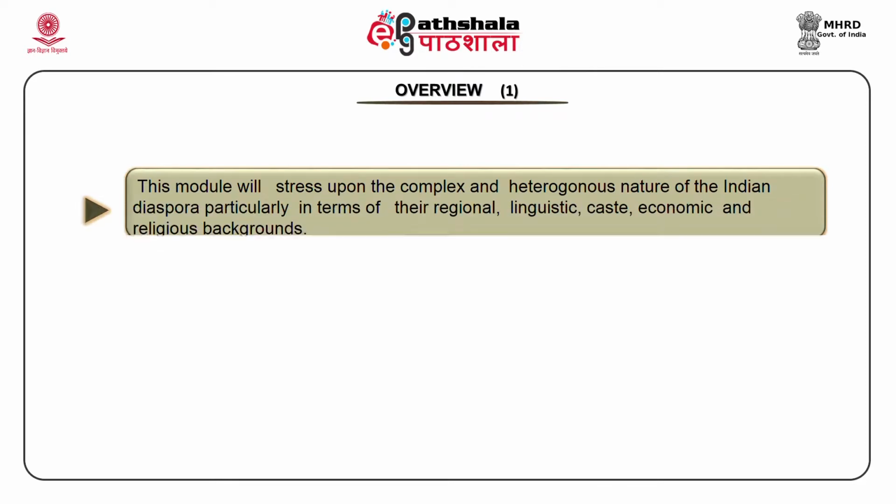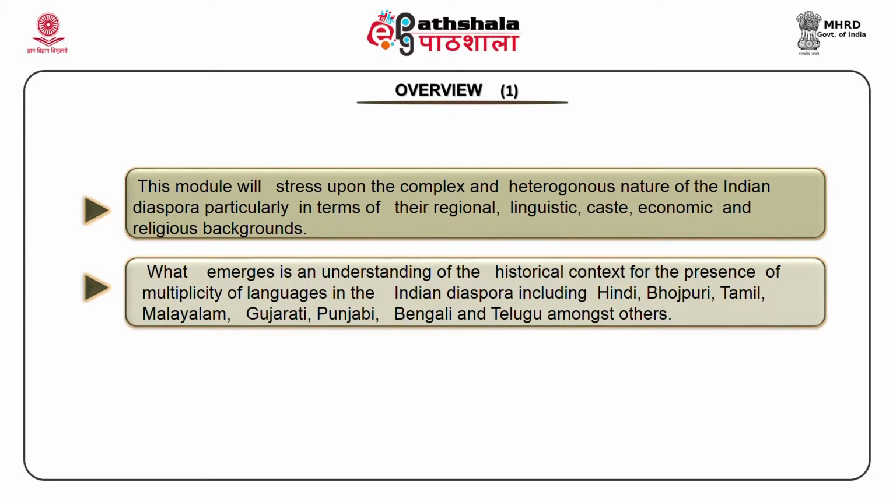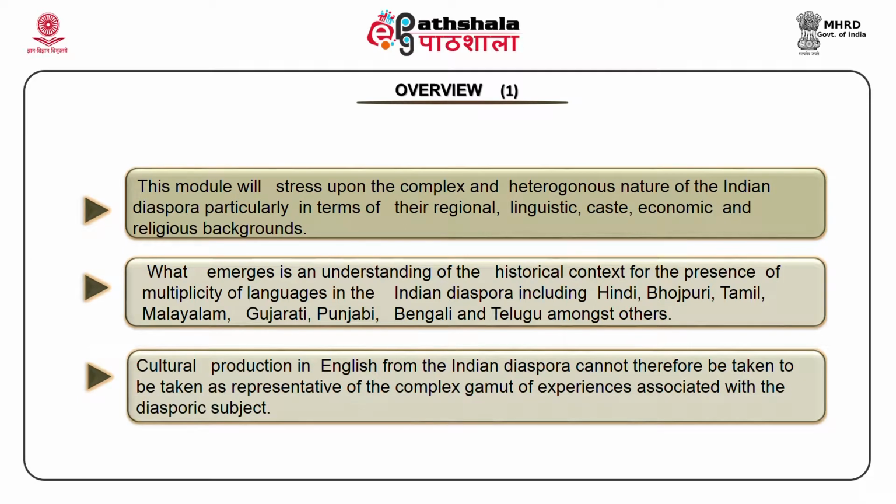This module will stress upon the complex and heterogeneous nature of the migrant populations, particularly in terms of their regional, linguistic, caste, economic and religious backgrounds. Along with this, what emerges is an understanding of the historical context for the presence of multiplicity of languages in the Indian diaspora, including Hindi, Bhojpuri, Tamil, Malayalam, Gujarati, Punjabi, Bengali and Telugu amongst others. Cultural production in English from the Indian diaspora cannot therefore be taken as representative of the complex gamut of experiences associated with the diasporic subject.